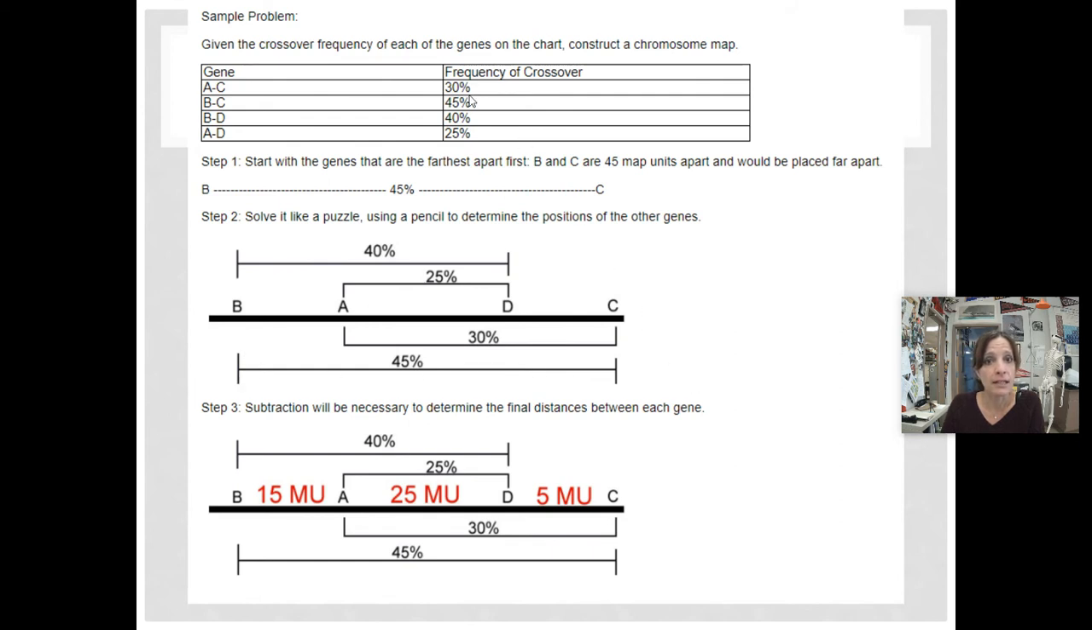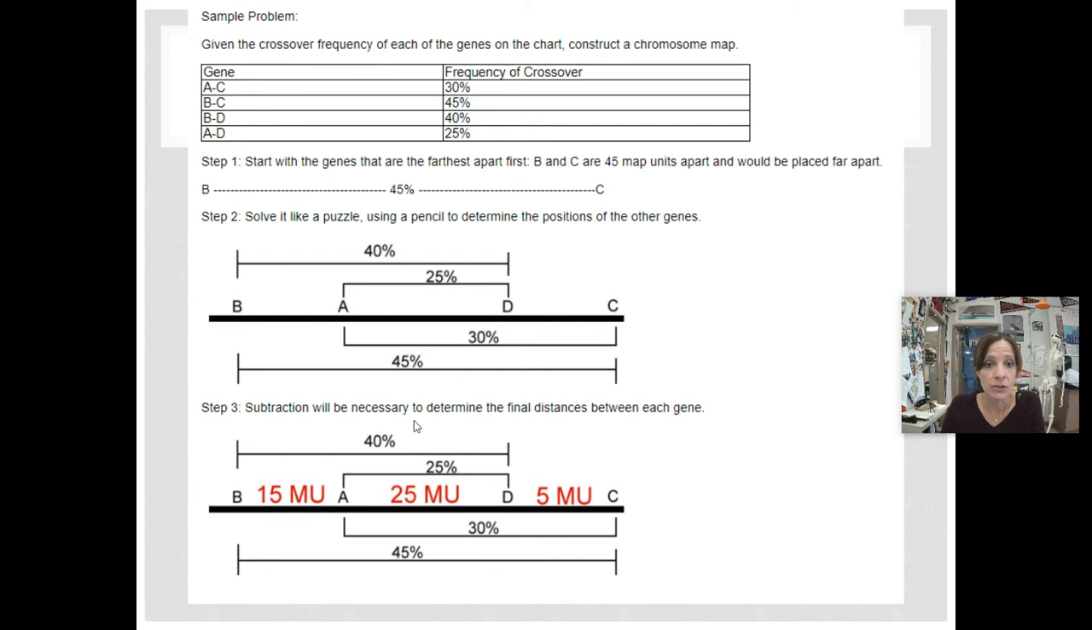And then you go to the next biggest one. So B and D is the next biggest one. You know that B and C have to be 45, and so D has to be on this side, which is 40. And then you just kind of solve it like a puzzle. Then you go to your 30, A and C, right? And then A and D is 25.